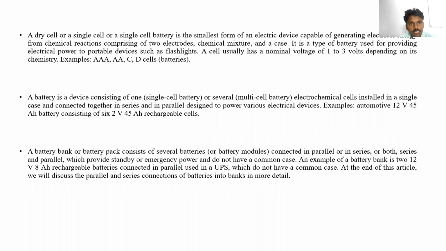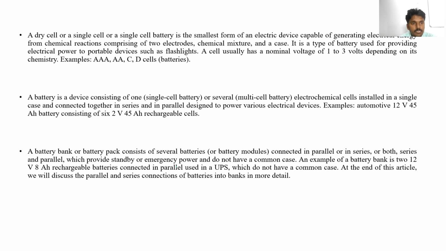A dry cell or a single cell battery is the smallest form of electric device capable of generating electricity from a chemical reaction, comprising two electrodes. It is a type of battery used for providing electrical power to portable devices such as flashlights. A cell usually has a nominal voltage of 1 to 3 volts depending on its chemistry. Example, AAA, AA cell batteries. And these are the types of batteries.